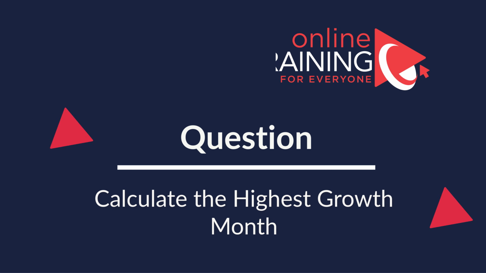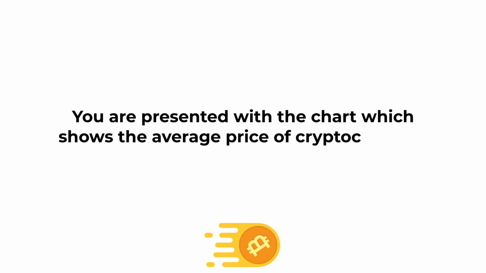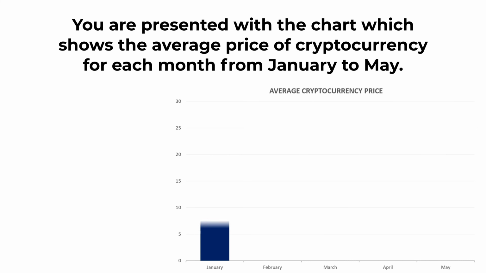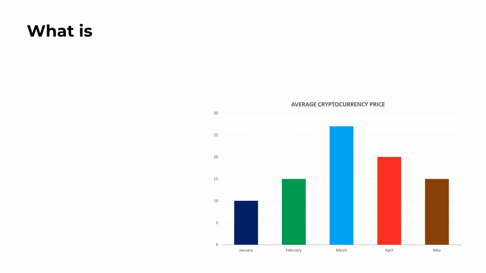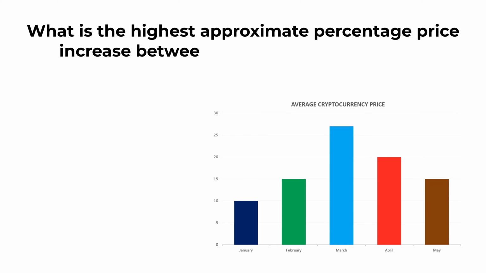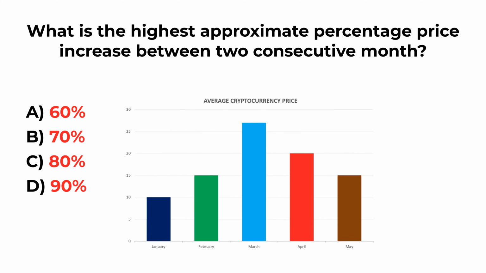Here's a cool question which tests your knowledge of percentages. You're presented with a chart which shows average cryptocurrency price. The question tells you that the chart shows the average price of cryptocurrency for each month from January to May. And the question is, what is the highest approximate percentage price increase between 2 consecutive months? You're presented with 4 different choices. Choice A, 60%. Choice B, 70%. Choice C, 80%. And then choice D, 90%.